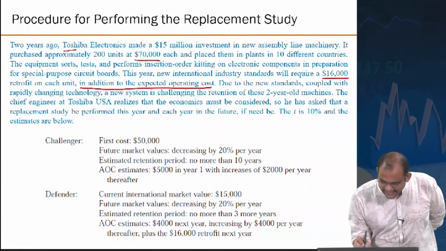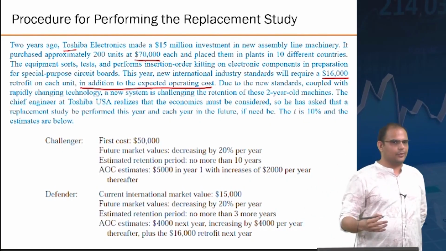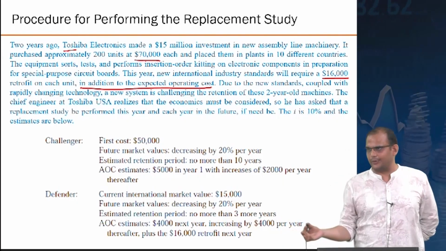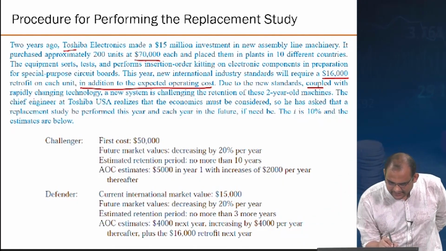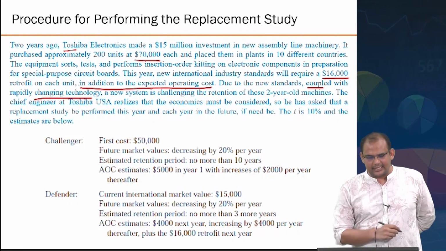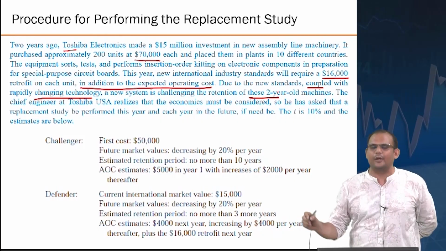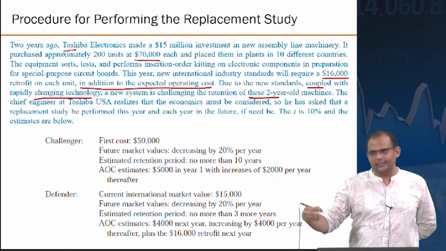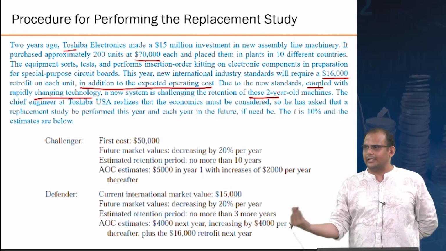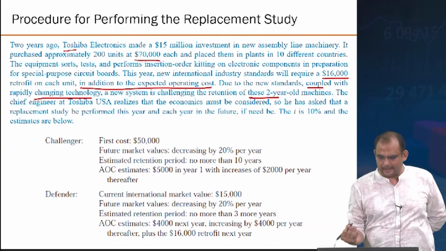In addition to the expected operating cost. So this 16,000 is in addition to what the already operating cost is going to be, right? Due to the new standards, coupled with rapidly changing technology, a new system is challenging the retention for these 2-year-old machines. New regulation, new technology, you have to make a decision whether you want to keep using or replace it with a new one, right?